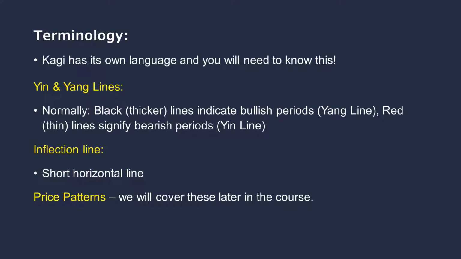Some key introductory terminology you're going to need to know, and Kagi does have its own language, so you're going to have to get used to it. The Yin and Yang lines, normally it's a black line to indicate bullish periods and a red line to signify bearish periods. Now if we go back to the original charts, you would have one colour, black being the bullish and thicker line, and bearish being a thinner black line.